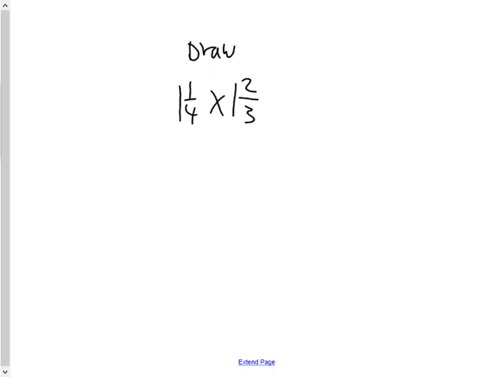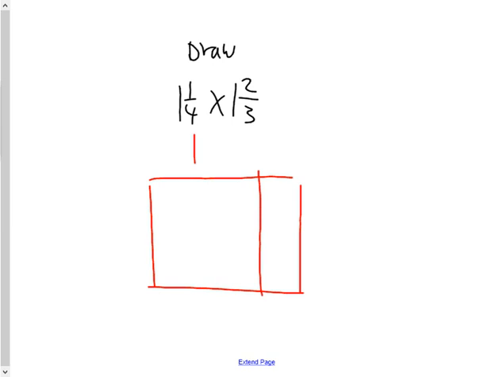Our next question asks us to draw 1 1/4 times 1 2/3. For our drawing for this, we're using the area model. So this distance from here to here is 1, and this smaller distance is 1/4. This is 1 2/3. And actually, I have that backwards. The longer side should have been the 1 2/3, but it doesn't really matter. The sum of A, B, C, and D will represent the product of 1 1/4 and 1 2/3.